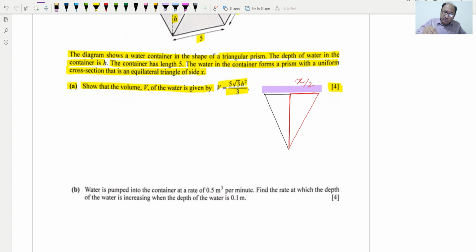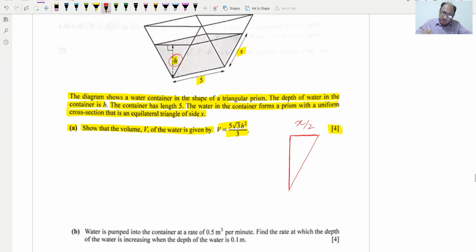So I will remove this additional portion which I have drawn for explanation, and they have already given this detail that this is h, so this side is h, and this will be 60 because in an equilateral triangle all angles will be equal. So, and this side is x which is given, which is this one. So this is basically the triangle, and area of this triangle will be what?